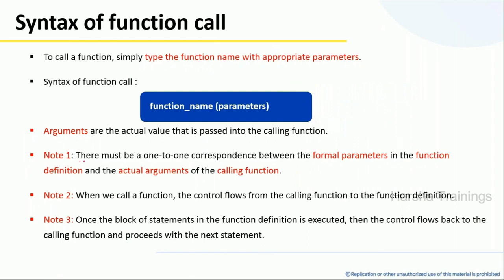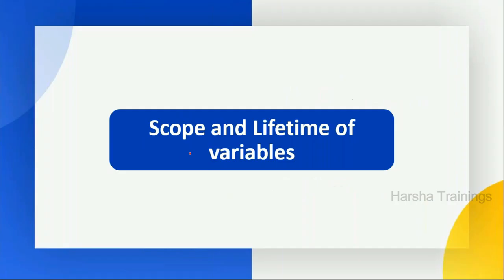Point number 1: there must be one-to-one correspondence between formal arguments and actual arguments. If my function call has 2 arguments, my function definition should also have 2 arguments. If my function call has 3 arguments, my function definition should also have 3. That is called one-to-one correspondence. This is the rule for positional arguments.